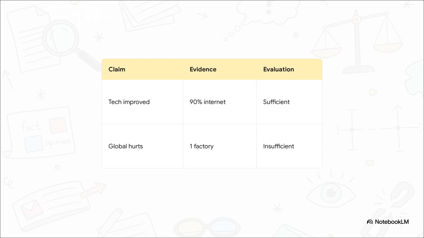Now look at the second claim. Globalization hurts workers. The author supports this with a highly emotional, super detailed story about a single factory closure in one town. What's our evaluation here? Well, the story is certainly relevant to the claim, but a single story is totally insufficient to prove a massive claim about the entire global economy. As a historian, you would need way more data across a bunch of different industries to actually validate that reasoning. Do you see how using this tool instantly makes you an objective, clear-eyed judge of information? It's a real game changer.